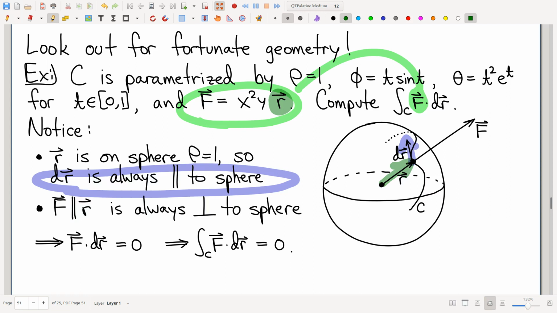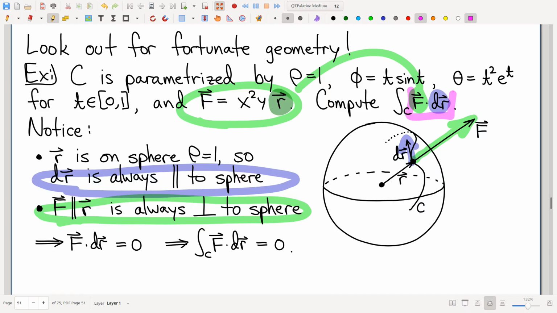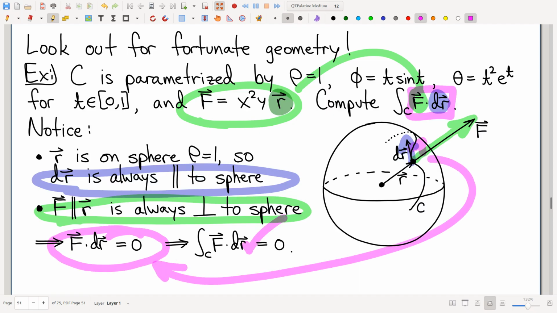So F, our vector field, being a scalar multiple of that, is always parallel to that and therefore also perpendicular to the surface. How we doing? Everybody happy? So I claim it's all over but the shouting at this point. We've got dr is always parallel to the sphere, and we've got F is always perpendicular to the sphere. So F dot dr, this dot product, well, those vectors are perpendicular, so that dot product is always 0. And that means that our integral is 0.